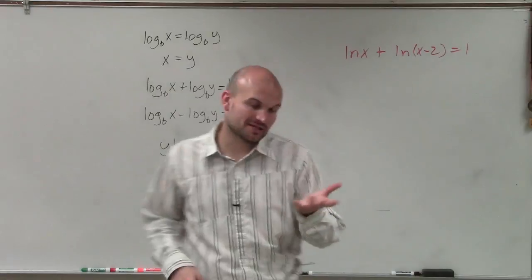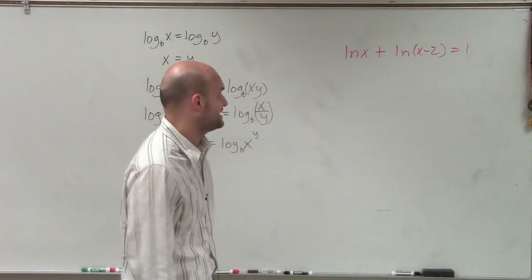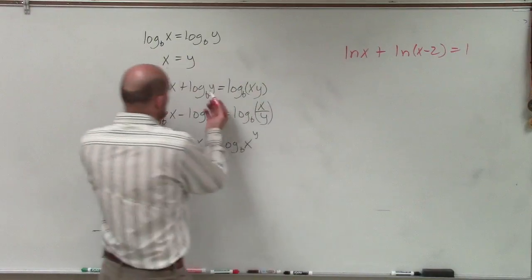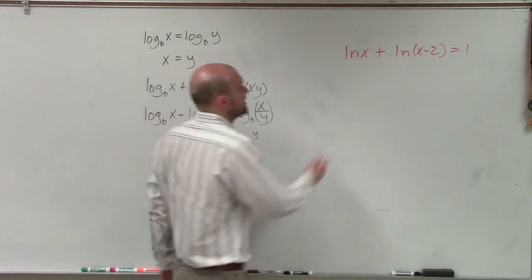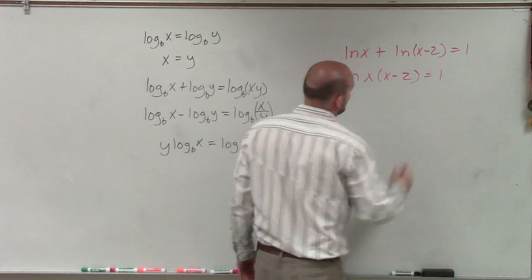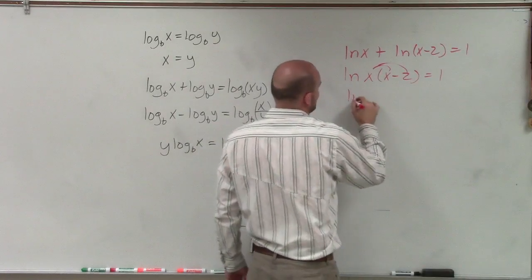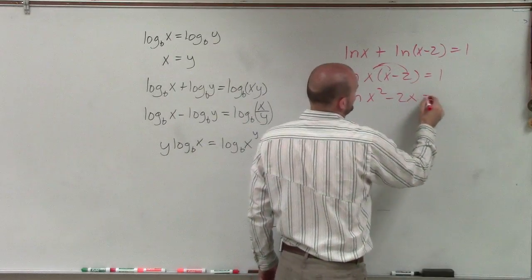Welcome. All right, so ladies and gentlemen, what we have here is ln of x plus ln of x minus 2 equals 1. And to apply this property, again, we have the sum of two logarithms, which you can rewrite as the product: ln of x times x minus 2 equals 1. All right, so now we can again apply our distributive property. So I have ln of x squared minus 2x equals 1.